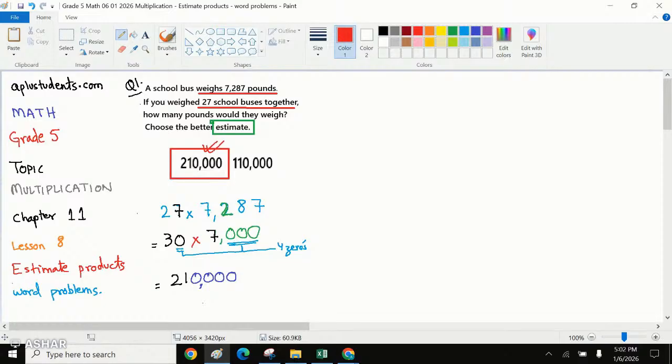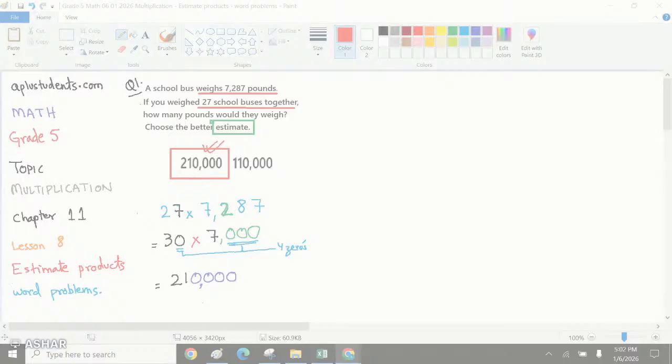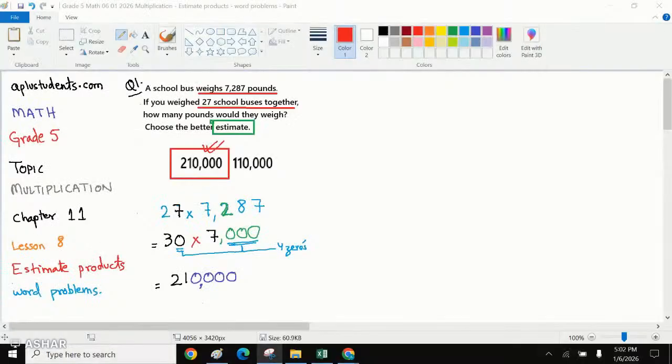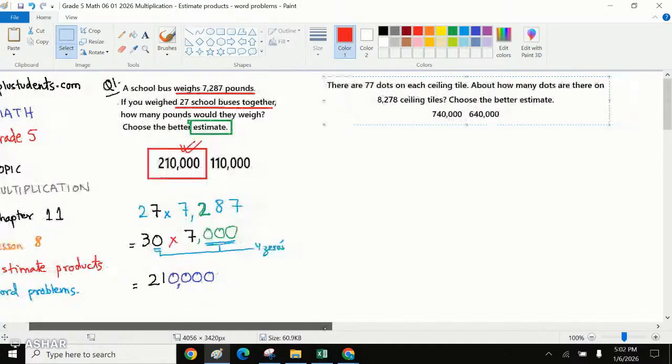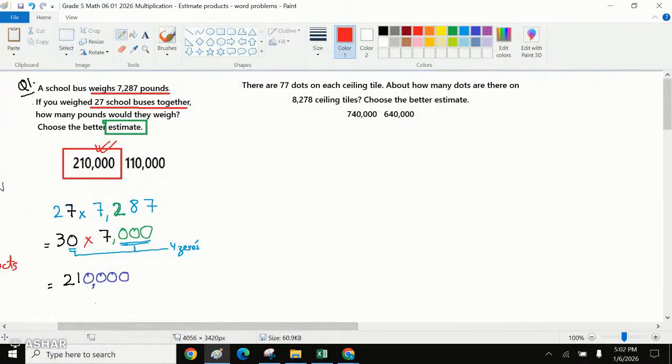Okay, that's good. Again, let's focus. For the next question we have, there are 77 dots in each ceiling tile. I'll just copy the next question. For question number 2, I'll just rearrange so that we have more space and it's more readable. Let's read the question meanwhile.